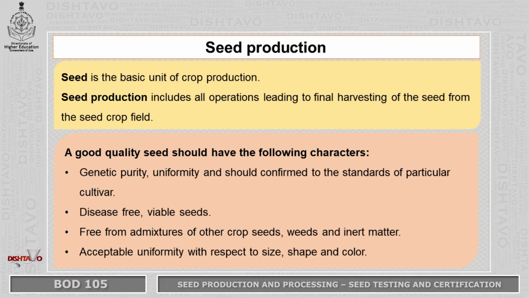Seed production. Seed is the basic unit of crop production. Seed production includes all the operations leading to final harvesting of the seed from the seed crop field. A good quality seed should have the following characters: genetic purity, uniformity, and should conform to the standards of a particular cultivar. Seed should be disease-free and viable. It should also be free from admixtures of other crop seeds, weeds, and inert matter. The seed should have acceptable uniformity with respect to size, shape, and color.